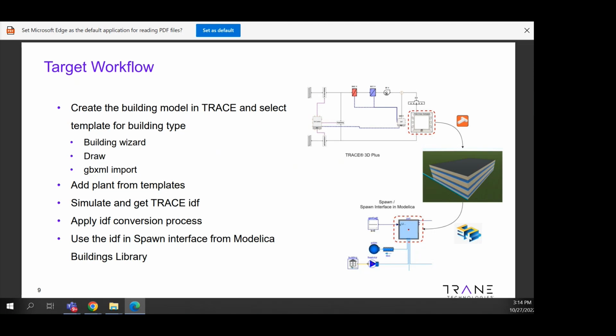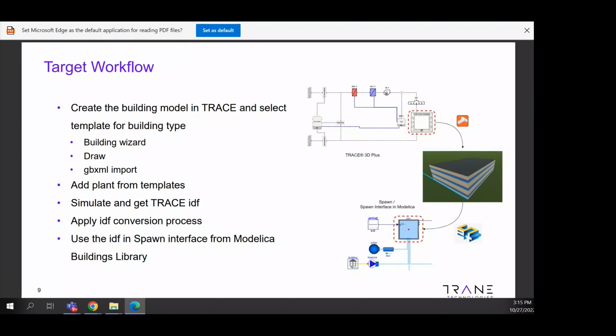You can simply add any plant template, and most of the options are by default getting auto-sized, so you don't need a lot more inputs. Generate a Trace IDF. Since the IDFs for Energy Plus and Trace are slightly different, the same IDF we cannot use with Energy Plus. So we have this IDF conversion process, and then use that in the Buildings library.